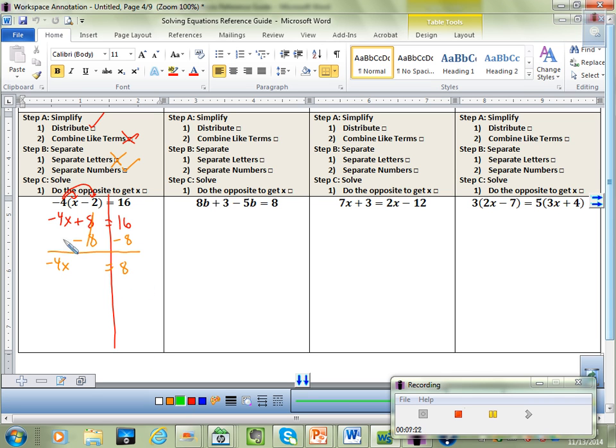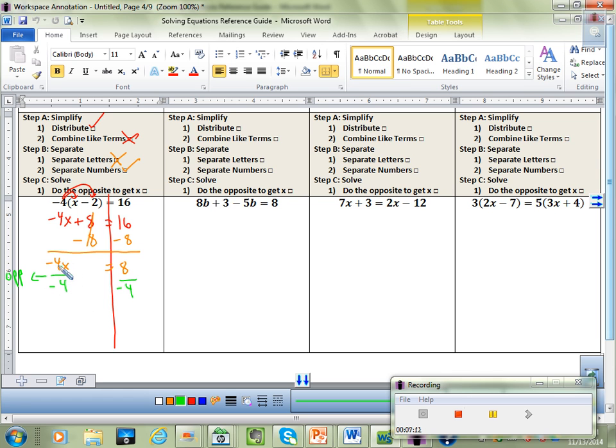I don't know what x is yet, so I have to do the opposite. What's the opposite of multiplying? Dividing. Opposite of multiplying by negative 4 is dividing by negative 4. It's not opposite sign, it's opposite operation. The opposite of multiplying is what? Dividing. So you did the opposite here. So you don't need to do an opposite sign. Right? You did the opposite by dividing. It's opposite operation, not opposite sign.